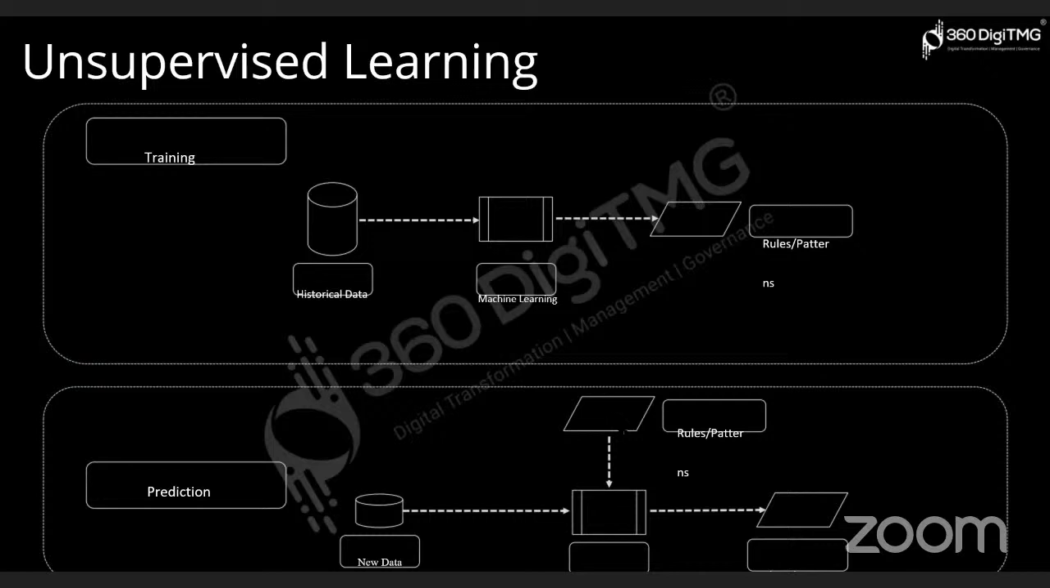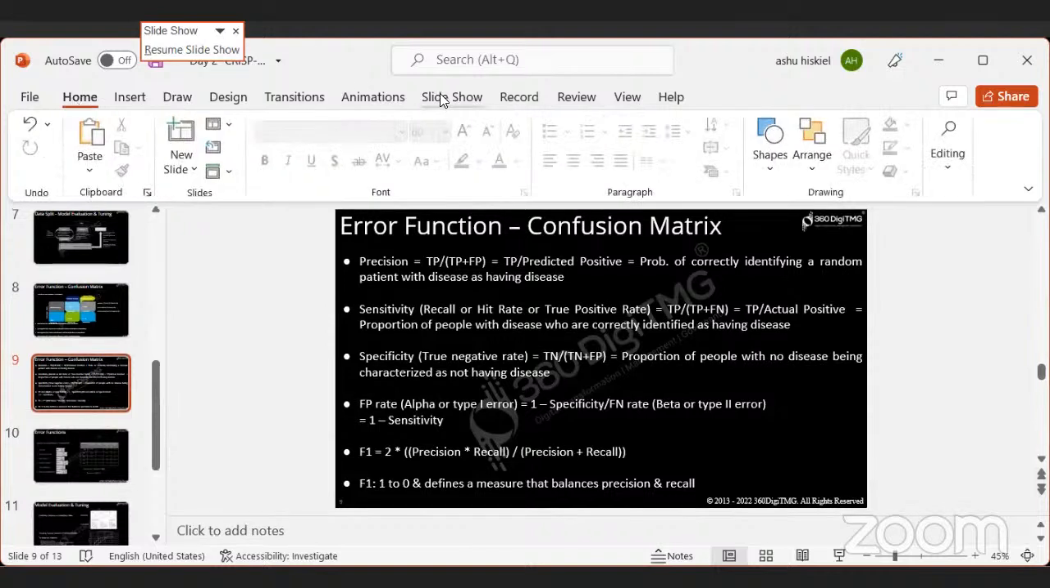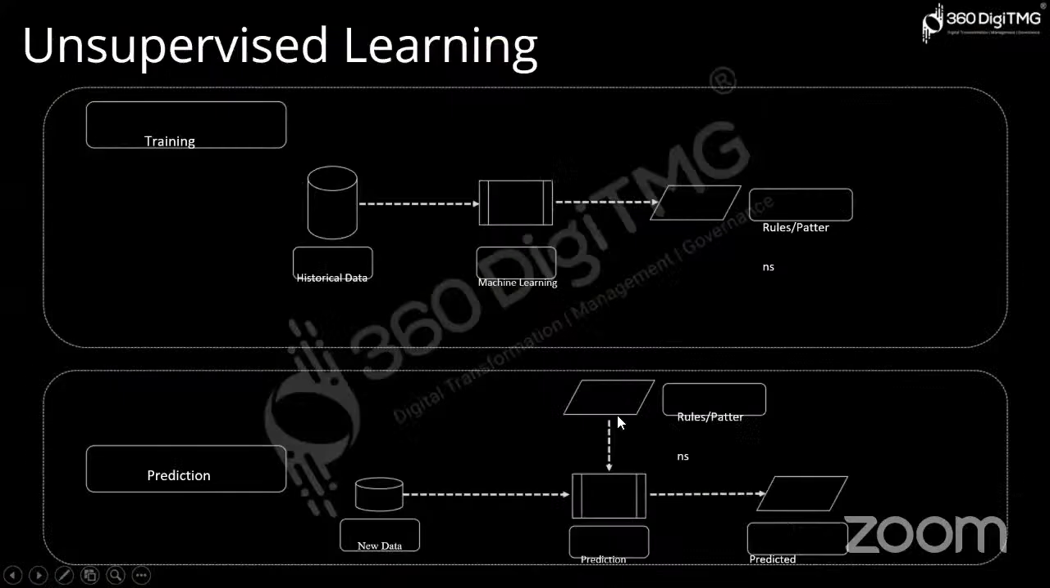And this is how you train your data. Historical data is taken to the machine learning, and based on that, we get the rules and patterns. When we talk about prediction, new data is taken, the rules and patterns are already set, and then you predict whatever is going to happen.